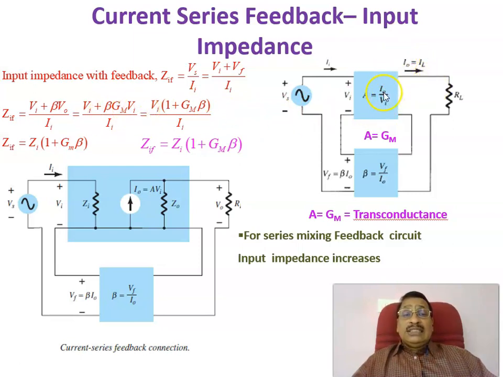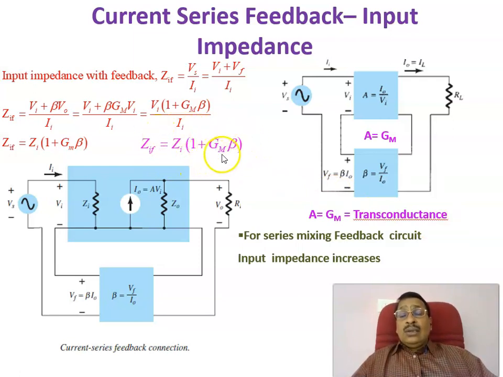I0 is equal to Gm into Vi. Therefore, this is actually beta times I0, as I told you. You have to correct it like that. That I0 is given by Gm into Vi, so Vi into 1 plus Gm into beta divided by Ii, or Vi divided by Ii, is given by Zi. Therefore, the impedance with feedback is given by the impedance without feedback Zi into 1 plus Gm into beta, where Gm is called the transconductance. Therefore, the impedance with feedback equals Zi into 1 plus Gm into beta.